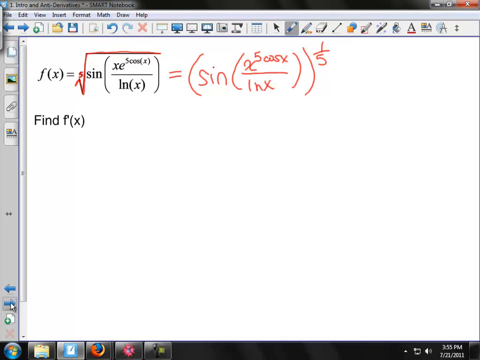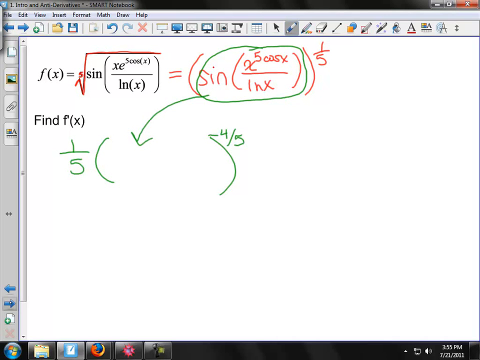That's our outsidemost function. So using the chain rule, we're going to get 1/5 something to the 1/5 minus 1, which is negative 4/5. And then what goes inside of that empty spot? Well, it should be whatever was inside of your outside function before, your inside function unchanged. So it's going to be sine of x times e to the 5 cosine of x, divided by ln of x.